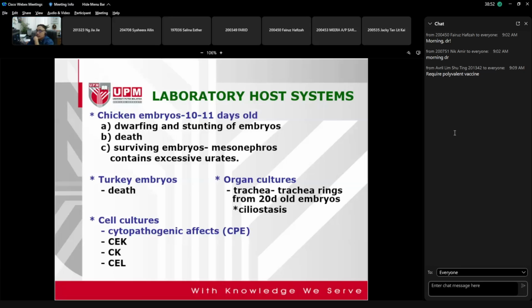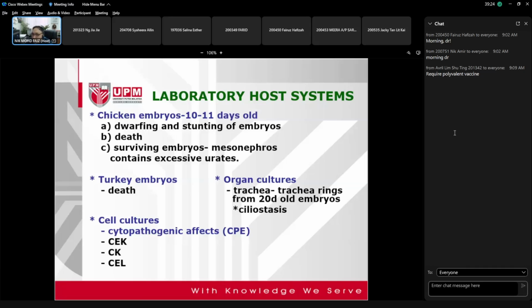For this virus, the laboratory host system, you can grow it in various media. Okay, chicken embryo, you can infect it in chicken embryos 10 to 11 days old. What you expect to see in the eggs is dwarfing and stunting of the embryos. The embryo will die, and if they survive, some of the embryos will show urate formation in the mesonephros, in the kidney. Okay. If you infect turkey embryos, you expect the embryo to die.